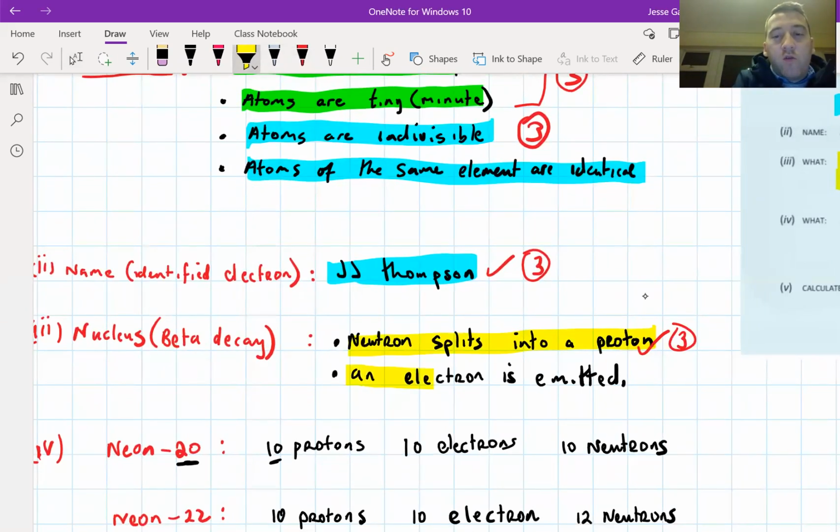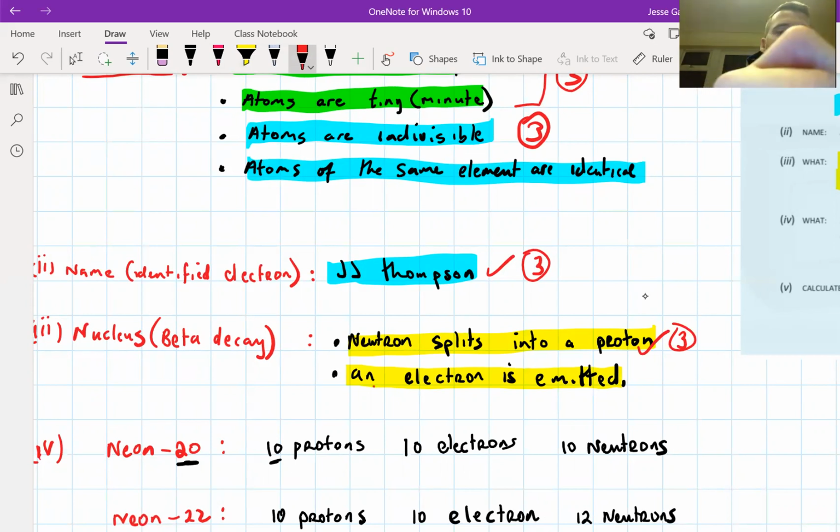And an electron, which is emitted. Now, this is where it gets a little bit funny, because it says a neutron splits into a proton. And then I've said an electron is emitted. I haven't said that the electron came from the neutron though.